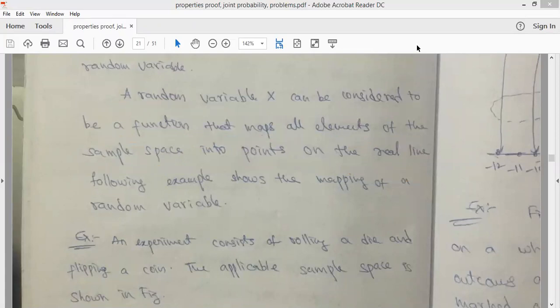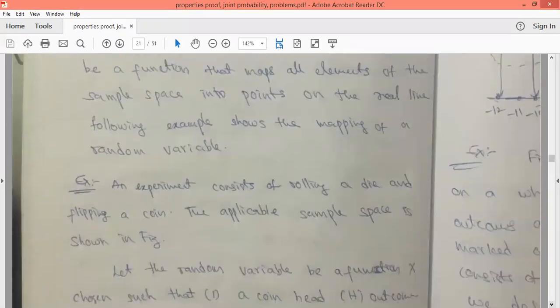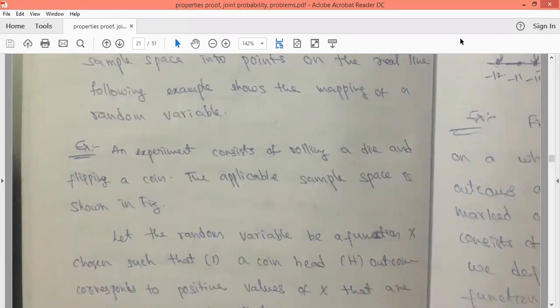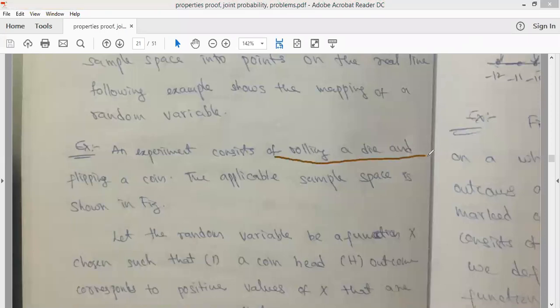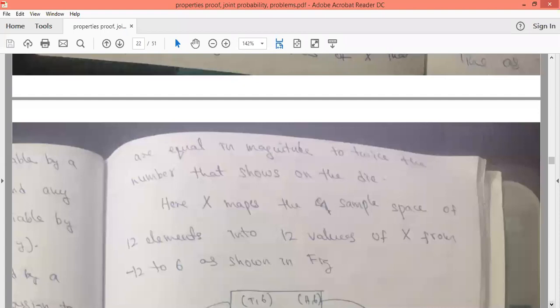Now we see this example here. We have discussed that we are flipping a coin as well as throwing a die. We are doing these two at a time, flipping a coin as well as rolling a die. In this experiment, if we conduct it, what is the sample space? The sample space will have 12 elements, yes or no? So what are the sample space elements here?